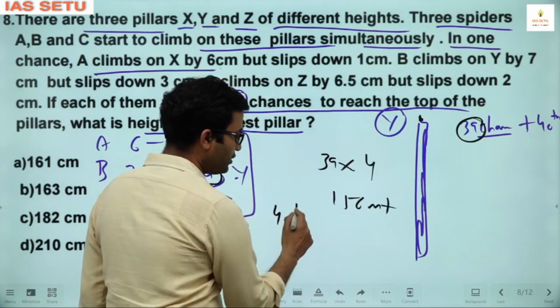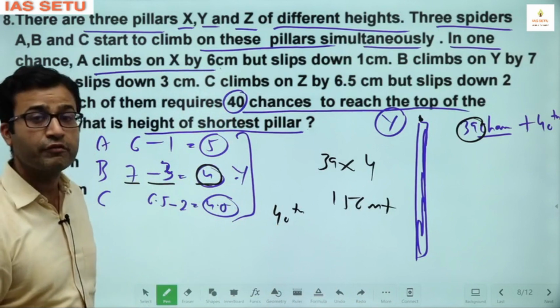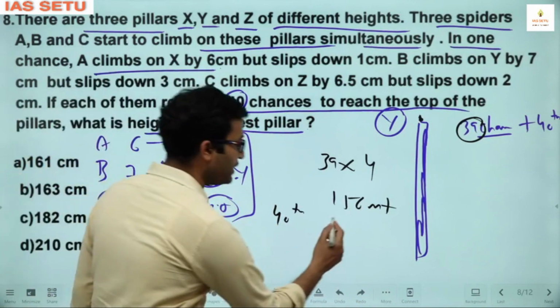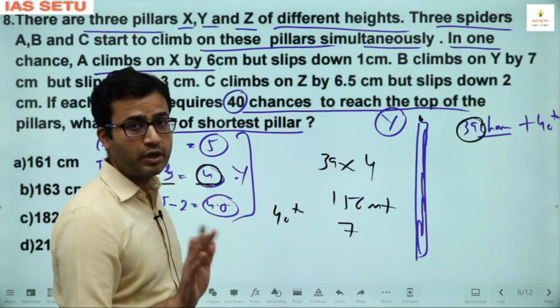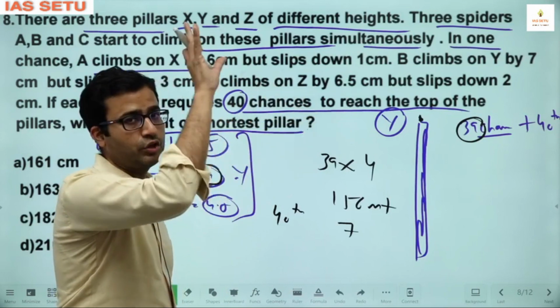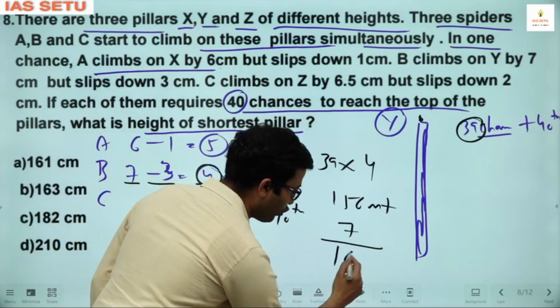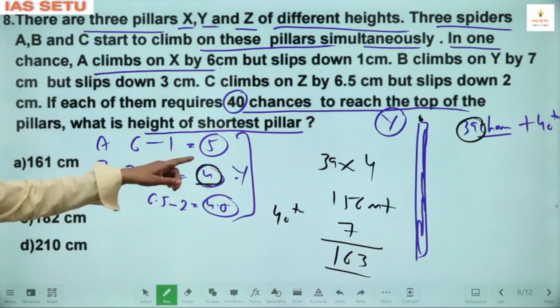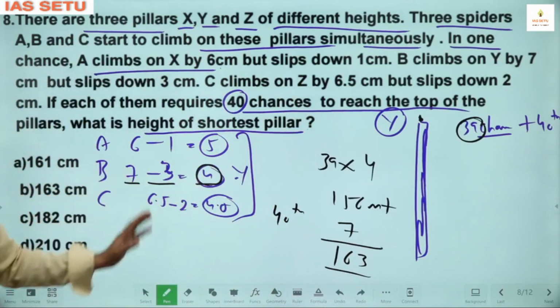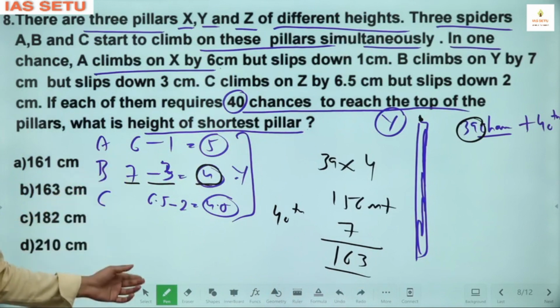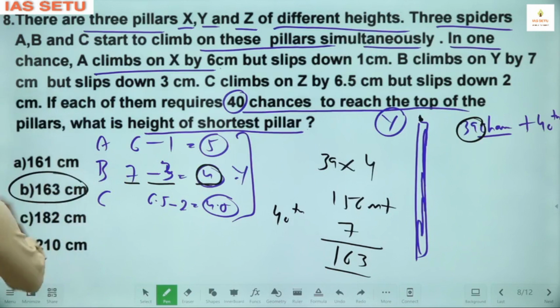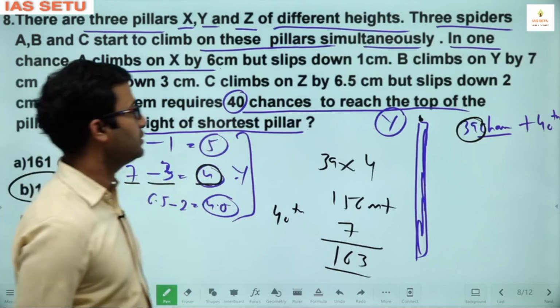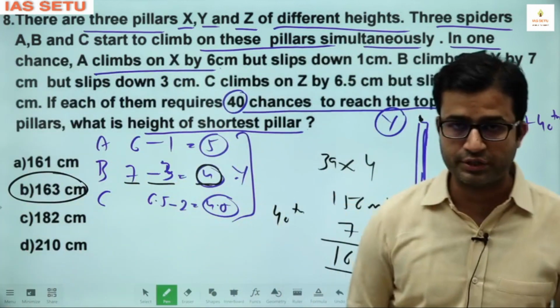Next comes the last chance, which is very important here, where the spider just climbs 7 meter and will not slip down because here he is on the top. So actually the total height this spider is climbing is 163, and that is the height of the Y pillar, which is the shortest here. You can check X and Z, but that will be a waste of time. So the answer is 163 centimeter. And which one? This Y pillar is the shortest.